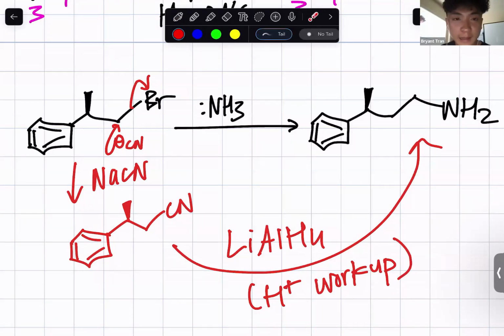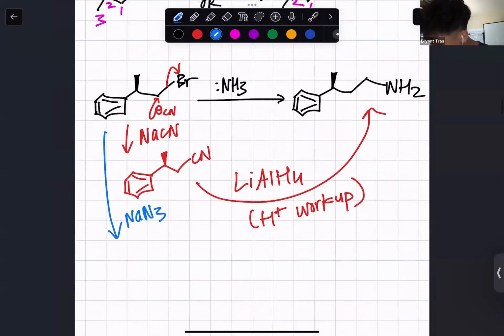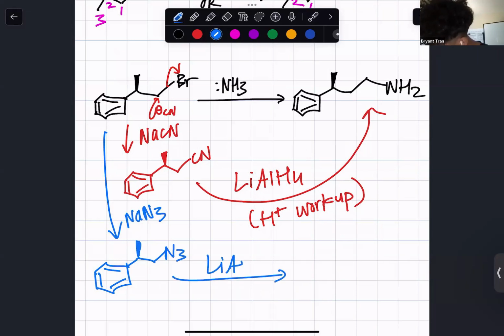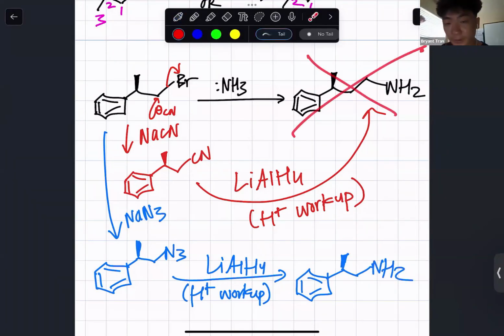We could not use NaN3 because if we were to use NaN3, we would not add that extra carbon and we would get something else, right? When we reduce it with LiAlH4, if we use NaN3, we're going to get this, and then when we use LiAlH4 with acid workup, we're going to get this product here, where the N3 gets reduced into an NH2, which is not the same thing as this desired product that I gave you because it has one less carbon, right?